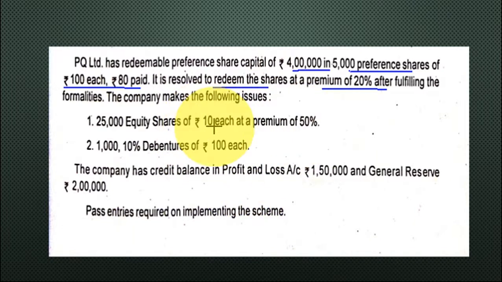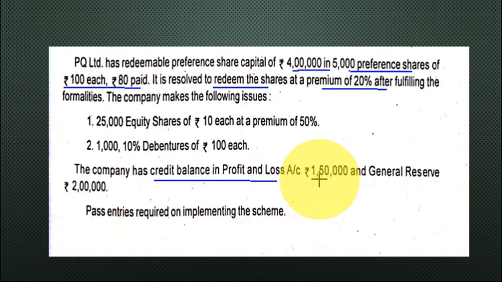Then the company has a credit balance in the profit and loss account. So credit balance means what? In the balance sheet, the profit and loss account will be appearing on the liability side. So when the profit and loss account appears on the liability side, it is considered as profit. When the P&L account shows the balance on the asset side, it is considered as loss. That you know, right? Now they are saying credit balance. That means there is profit.